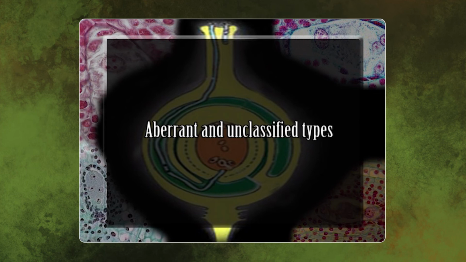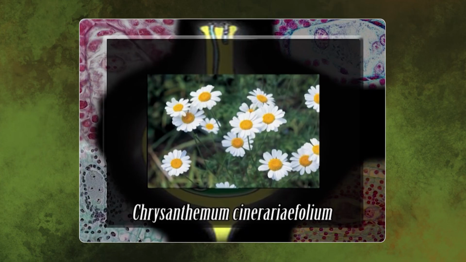Now, let us discuss aberrant and unclassified types of embryo sac. In addition to the 7 fairly distinct and well established types of tetrasporic embryo sacs, there are a few which appear to be more or less isolated. Of these, the embryo sac development in Chrysanthemum cinerariefolium is special and interesting. The embryo sac development is somewhat peculiar in this taxon and was reported by Martinelli in 1939.